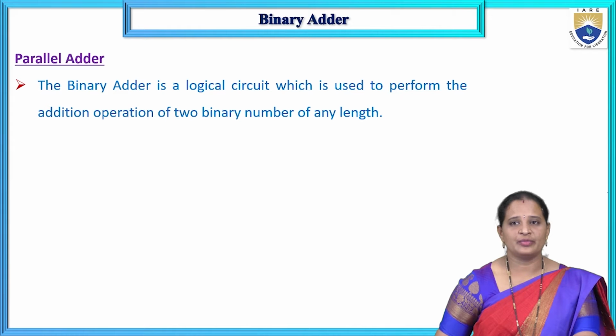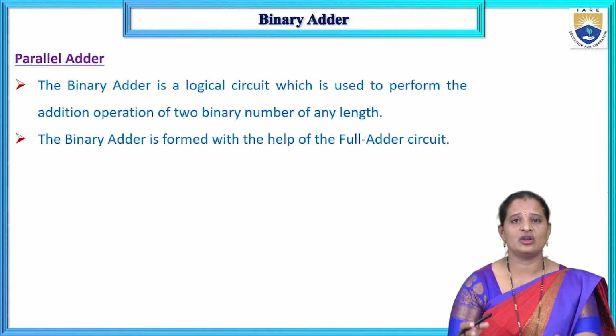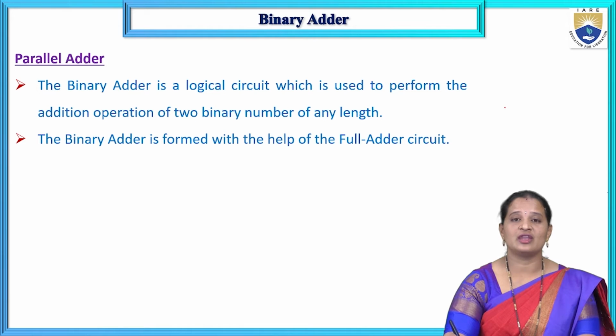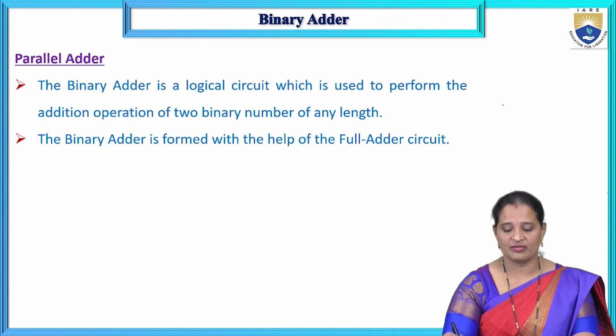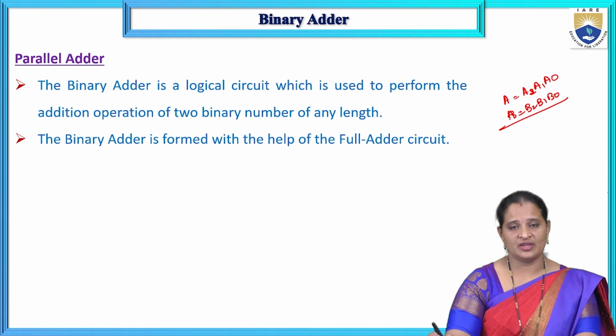In parallel adder, many full adders are cascaded together. How many full adders are to be cascaded? How can we decide it? Depending on the number of bits in each number, we have to take that many full adders. For example, if I want to perform the addition of two 3-bit binary numbers A2, A1, A0, and B2, B1, B0.